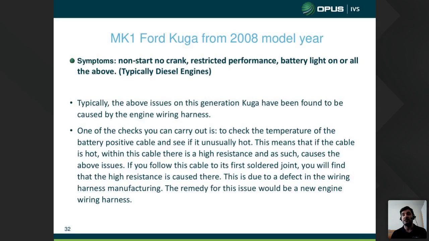the engine wiring harness. One of the checks you can carry out is to check the temperature of the battery positive cable and see if it is unusually hot. This means that if the cable is hot, within this cable there is a high resistance and as such causes the above issues. If you follow this cable to its first soldered joint, you will find that the high resistance is caused there. This is due to a defect in the wiring harness manufacturing. The remedy for this issue would be a new engine wiring harness.